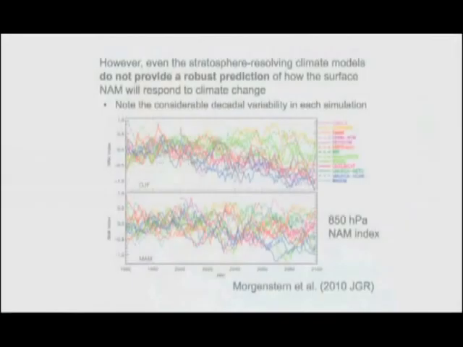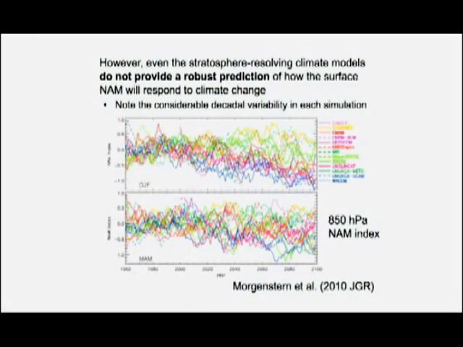And even if you look at the models, so you might say, okay, well, we know that the stratosphere is important, so let's look at the models that have a good stratosphere. So these are the SPARC models or the CCMVAL models. And this is predictions in the past and the future, from 1960 to 2100, in the wintertime, December, January, February, in the spring, March, April, May, but you can see it's a bit of a mess.